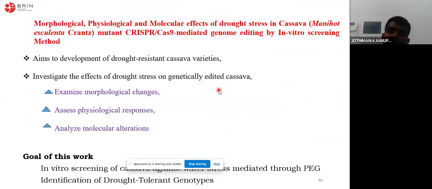To develop the drought-resistant cassava, the main aim of this work is to investigate the effect of drought stress on genetically edited cassava, to examine morphological changes, to assess the physiological response, and to analyze the molecular alteration of cassava plants. Finally, the goal of this work is to select cassava through in vitro screening mediated through PEG, for identification of drought tolerant genotypes of cassava.